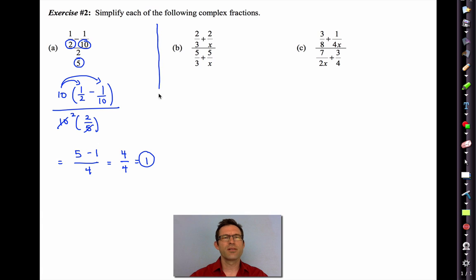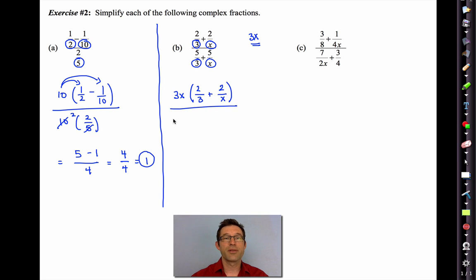Now, let's take a look at letter B. Here, I'm looking at 3, x, 3, and x. If I was going to combine these by adding, my least common denominator would be 3x. So that's what I'm going to multiply everything by. I'm going to multiply the numerator by 3x, and I'm going to multiply the denominator by 3x.